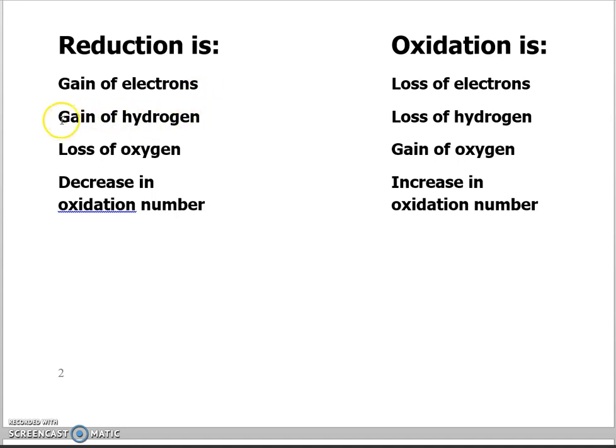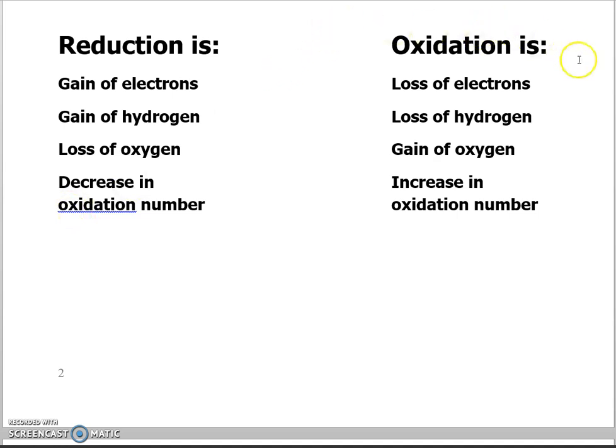More importantly, for organic chemistry, it is the gain of hydrogen. So think about converting an alkene into an alkane. And what you'll see in second year is converting a carbonyl into an alcohol. It's also the loss of oxygen. So for example, again in organic chemistry, you can take a carboxylic acid and convert it into an aldehyde. There are other processes as well. But today we're going to focus on a decrease or a reduction in oxidation number.